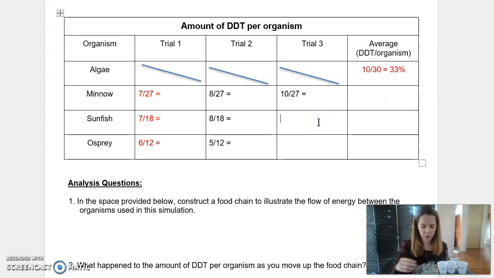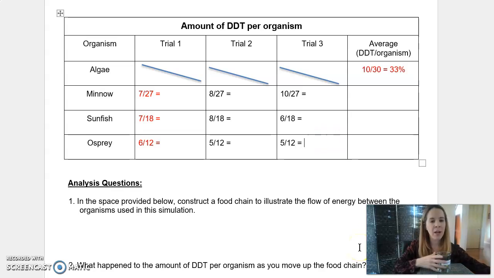For the sunfish, now, okay, 2 small cups into the medium. Okay, those are the leftovers. So for the sunfish, I'm left with 1, 2, 3, 4, 5, 6 out of 18. And then the osprey. Add the last 2 cups into here, and I'm left with 1, 2, 3, 4, 5 out of 12 again.